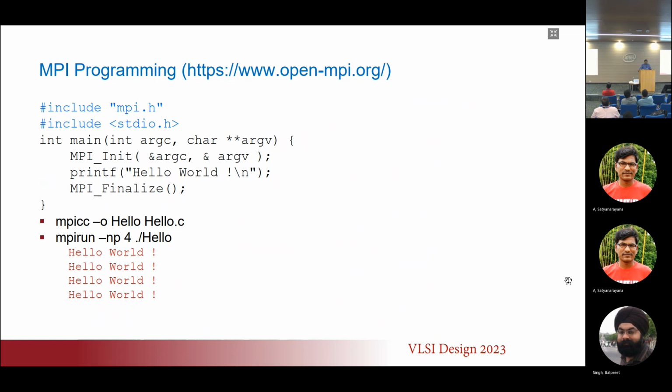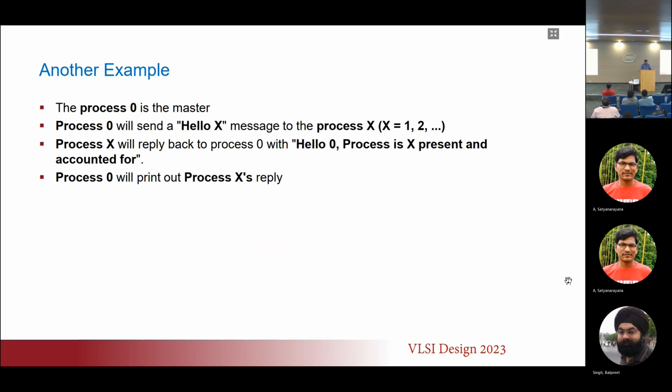So we just created a parallel execution of the program, 4 of them executing at the same time. Another example: in MPI terminology, process 0 is called the master. Suppose I write a program in which process 0 will send a message, hello, process 1, hello process 2, and then it will pass messages to 1, 2, 3, however many processes we are running. And process 5 will reply back to process 0, saying it is present and accounted for. Okay, so that's a simple message passing program that you're going to write.